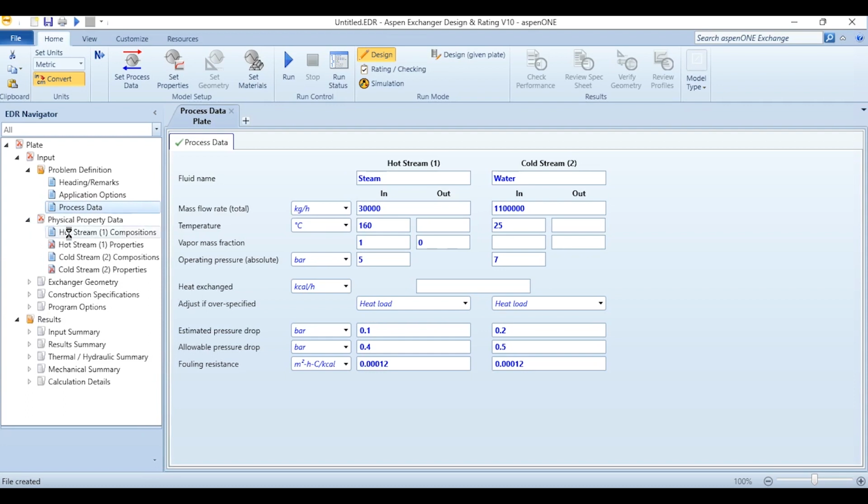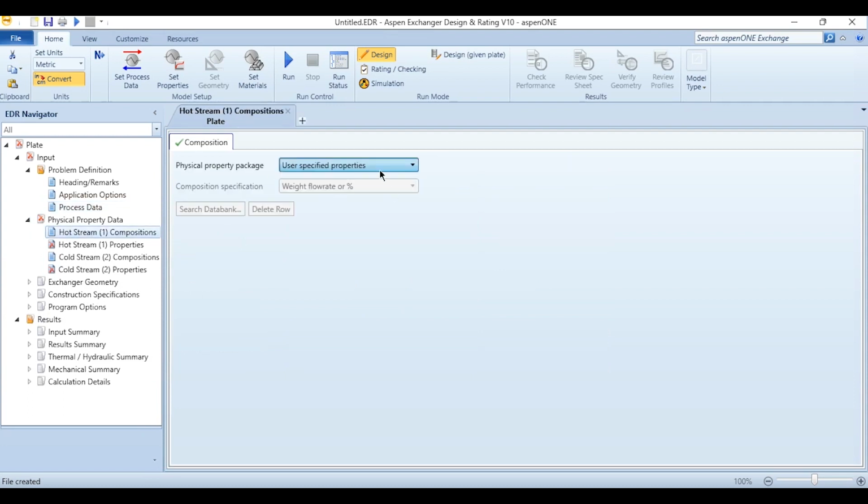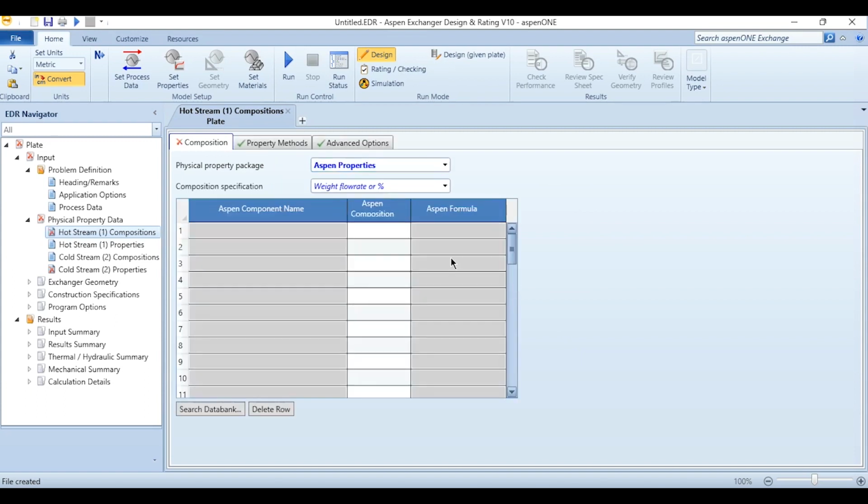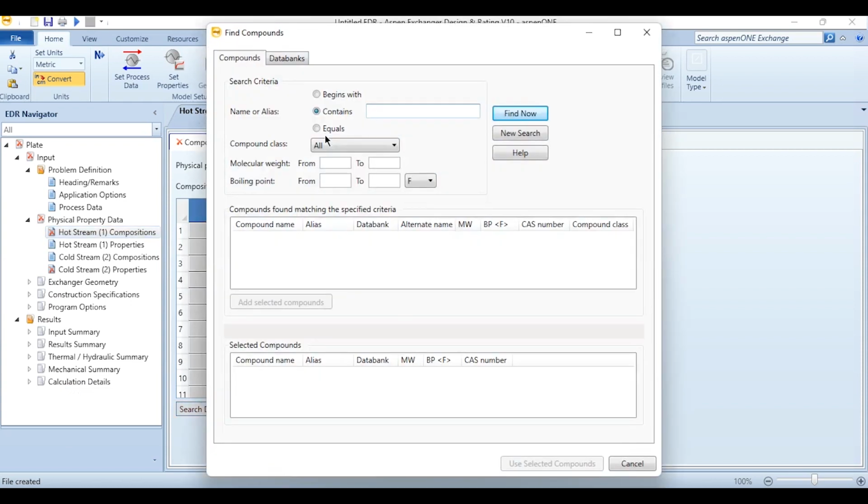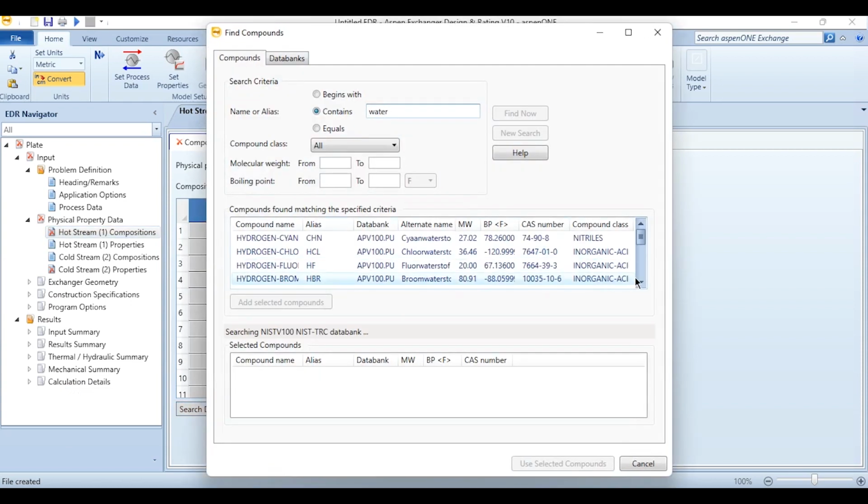So we will first go here in hot stream 1 composition. Instead of user specified, we will select ESPN property. It takes some time to load in the system, and as you can see, it has been loaded. We will click on search data bank, and just like that we will select water and find it out. If you scroll down, this water H2O is available.